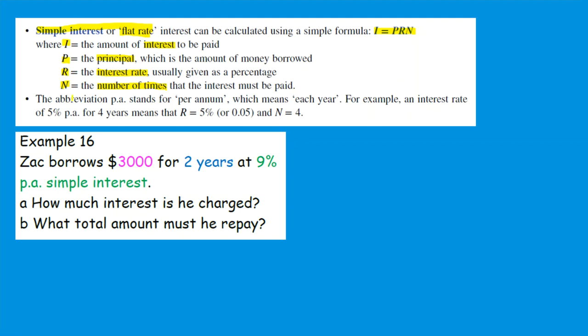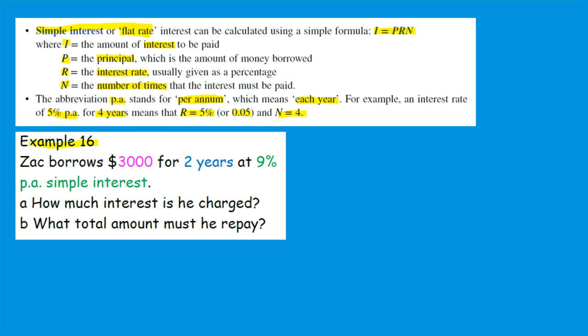You will see this abbreviation, PA, a lot. It means per annum, which means per year, each year. So if we're given an interest rate of 5% per annum for 4 years, R is 5%, 5 over 100 or 0.05, and N equals 4.